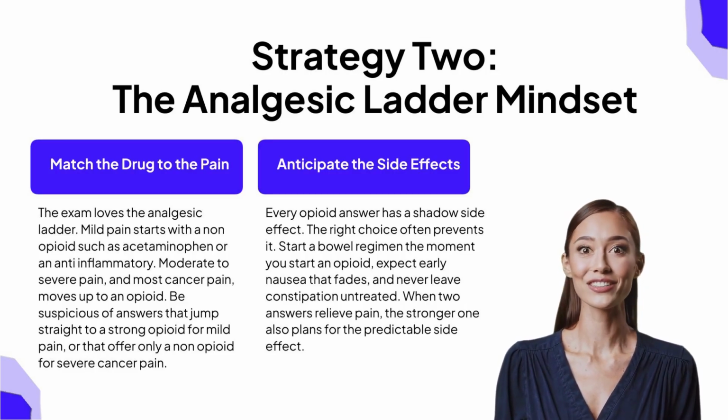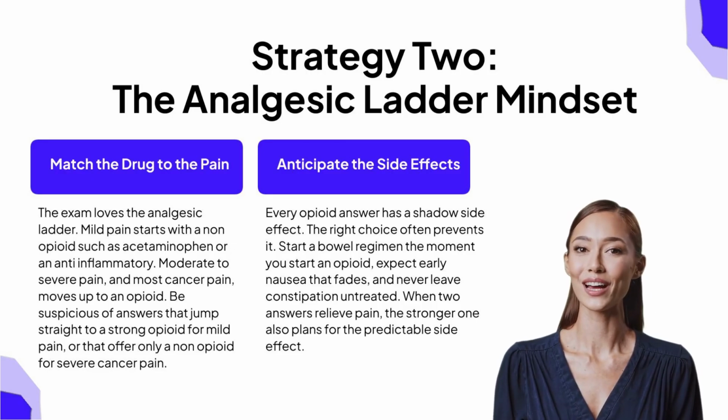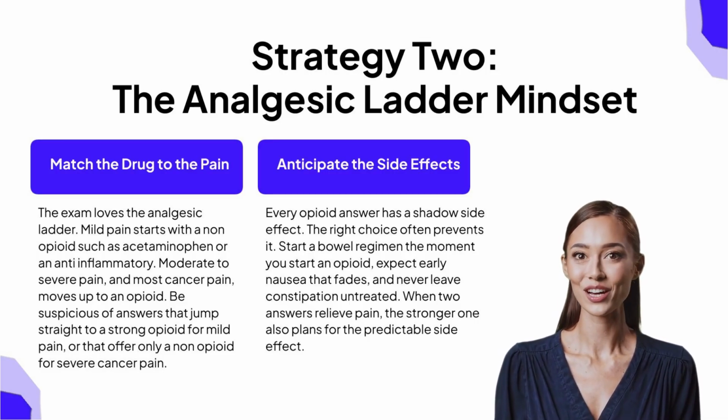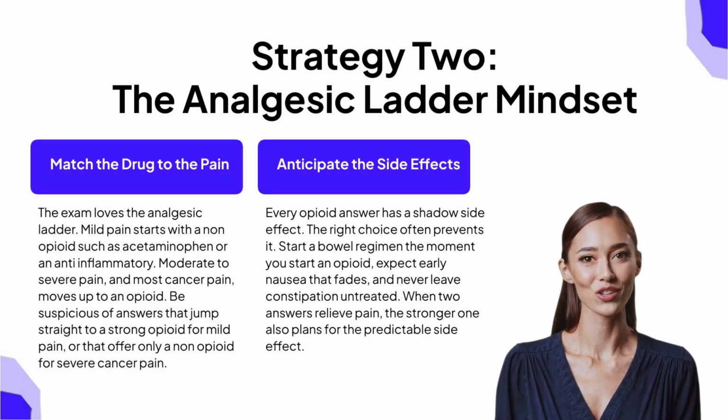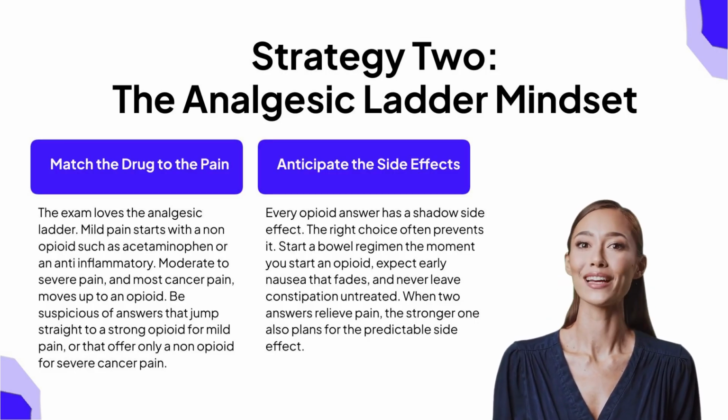Second, anticipate the side effects. Every opioid answer has a shadow side effect, and the right choice often prevents it. Start a bowel regimen the moment you start an opioid. Expect early nausea that fades on its own, and never leave constipation untreated. When two answers both relieve pain, the stronger one also plans for the predictable side effect.